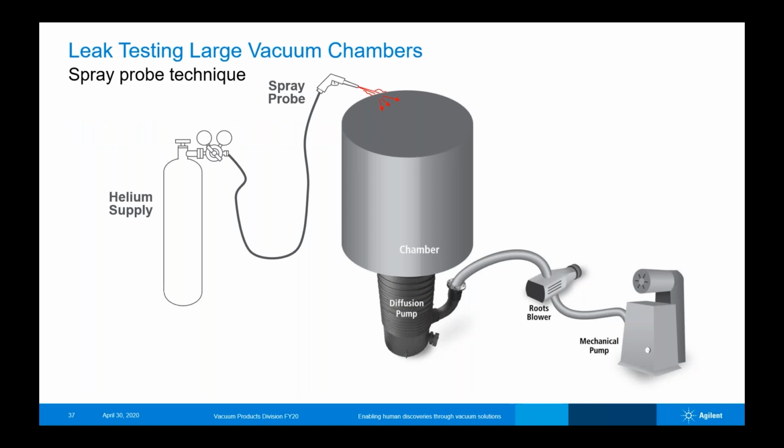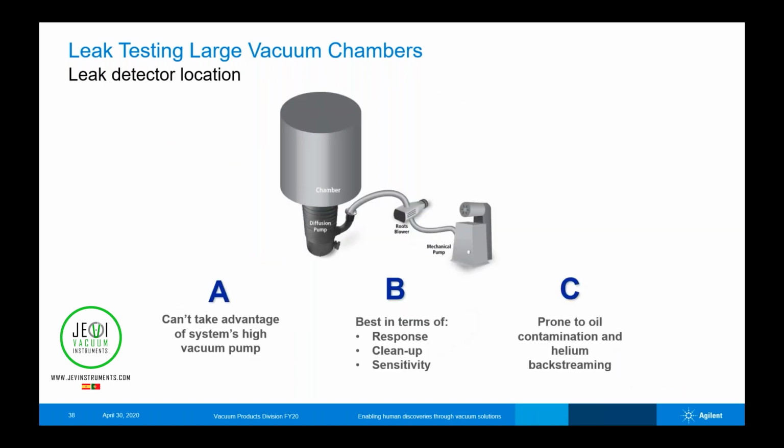So here I've got just a representative system similar to what John was showing you earlier, where we've got a high vacuum chamber connected to a diffusion pump and then a roots blower and mechanical pump package. We're going to spray helium around the outside of it, and we're going to look for a leak in this system. The first thing you need to determine is, where do I connect my leak detector? And I've got 3 possible places here I've outlined.